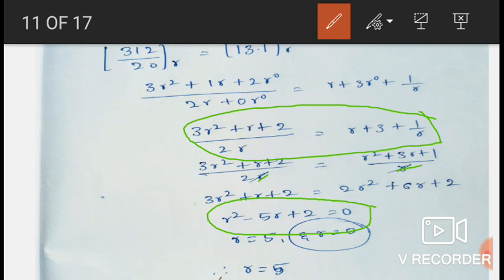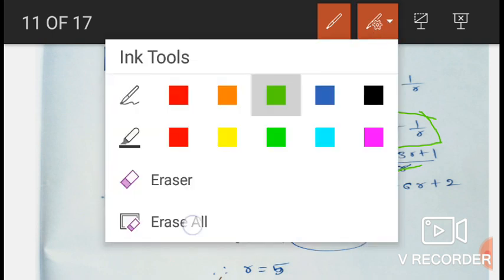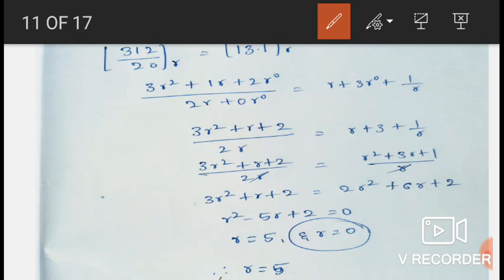When you find the roots for this, you are going to get r equal to 5 and r equal to 0. The base, that means the radix, can never be equal to 0. Radix will definitely start from 2. So the r value is 5. This is how we can find the radix if they ask us to find the radix of the number system.